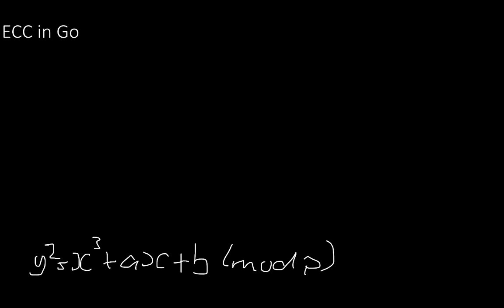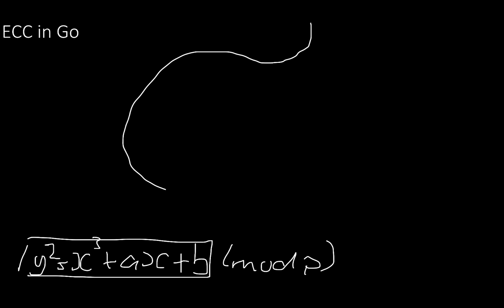So the equation that we have for elliptic curve is something like this. And within our elliptic curve methods, we also have a mod of a prime number. So this equation here looks a bit like this when we draw it. And the values of A and B will actually define the shape of the elliptic curve.